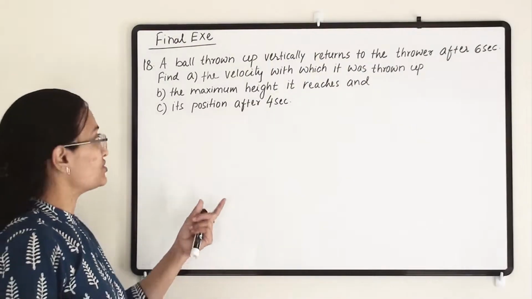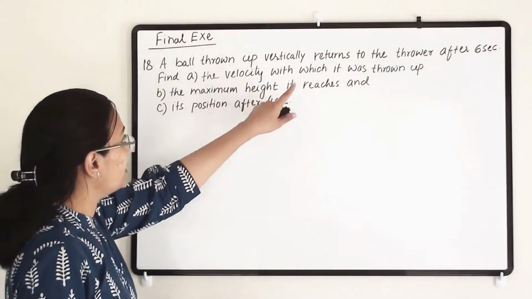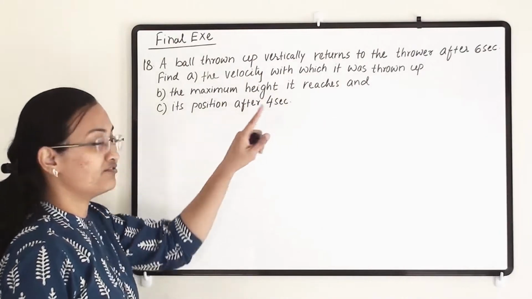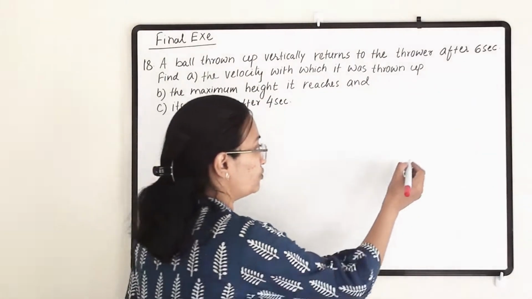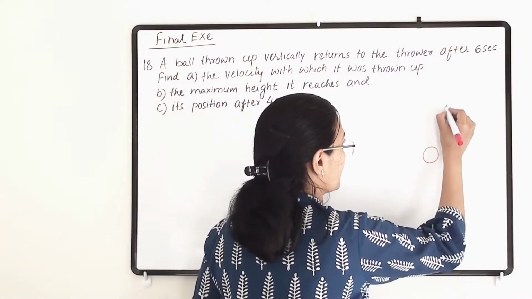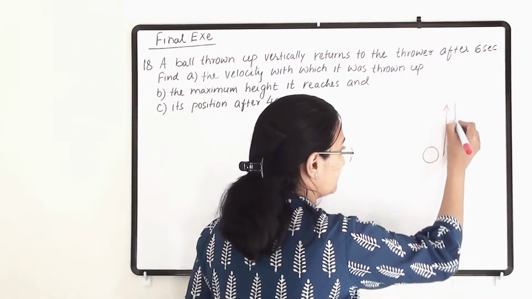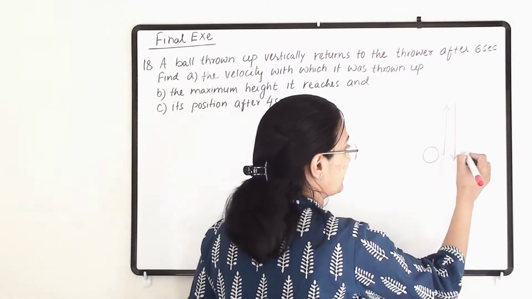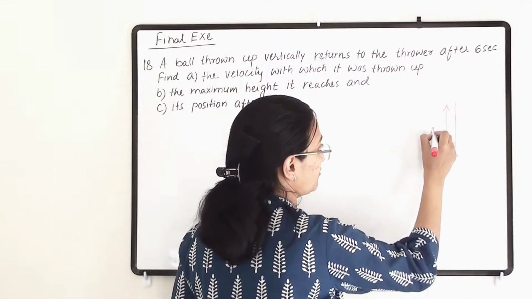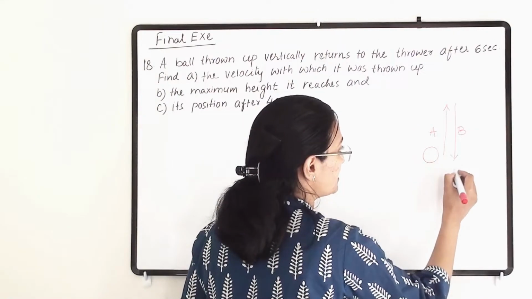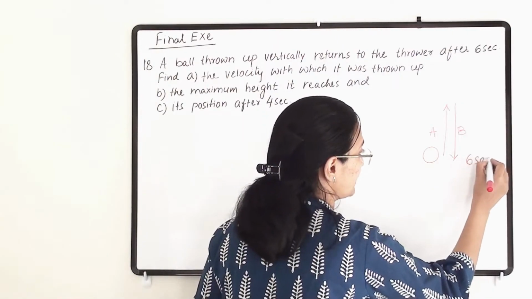Our 18th question is, a ball thrown up vertically returns to the thrower after 6 seconds. So we are throwing one ball upward and it comes back to the thrower in 6 seconds. So this total time for the path A and B is 6 seconds.